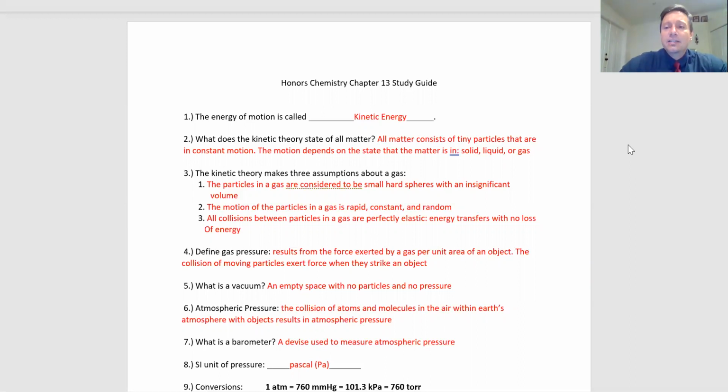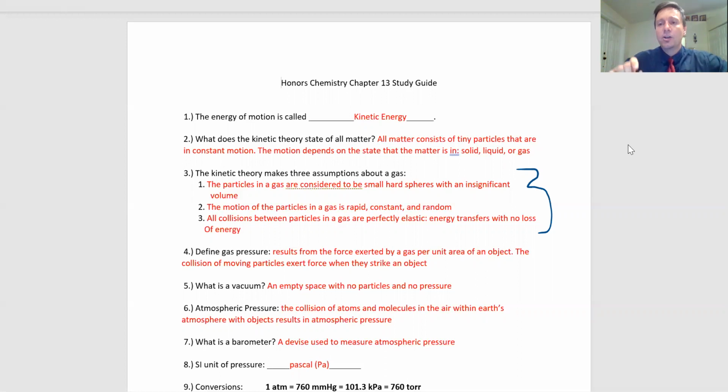Number three is the kinetic theory about gas, and these three points are very important. This is the kinetic theory and the three assumptions that are made in particular about gas. Number one, the particles in the gas are considered to be small, hard spheres with insignificant volumes.